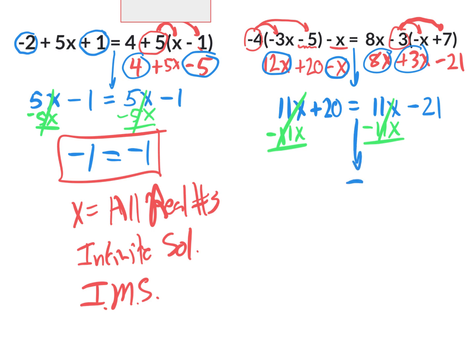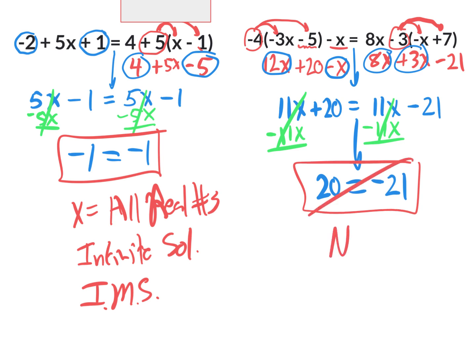Well, the equal sign comes down. On the left side, I have 20. On the right side, I have negative 21. And what do you think about that? 20, a positive 20 equals negative 21? That's impossible. We say no, as in no solution, okay? Those are my special cases.